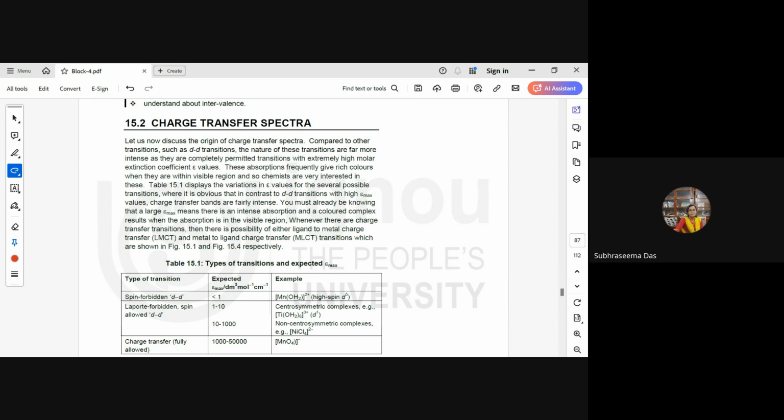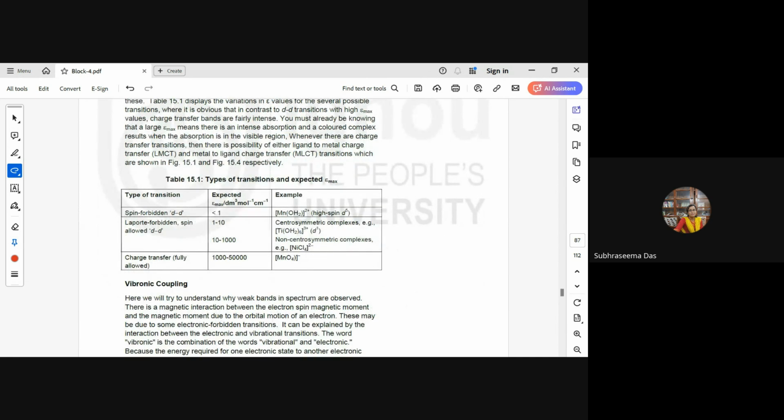there are two possibilities. One is the LMCT, that is the ligand to metal charge transfer, and the other is the metal to ligand charge transfer. Then we will come across various types of transitions, like the spin forbidden, for which epsilon max, the molar absorptivity, is less than 1. Then the Laporte forbidden, which we call the d-d transition, and here we can see [Ti(H2O)6], where epsilon is 1 to 10, very less. The transitions which are fully allowed have a very high epsilon, and that is why we obtain a very intense coloration and sharp peak. This is for some of the transitions that have been listed.